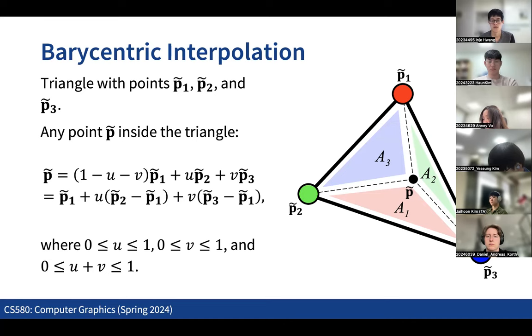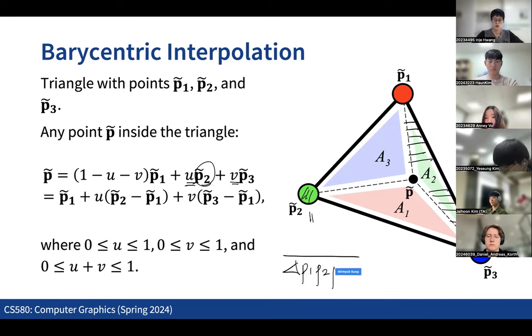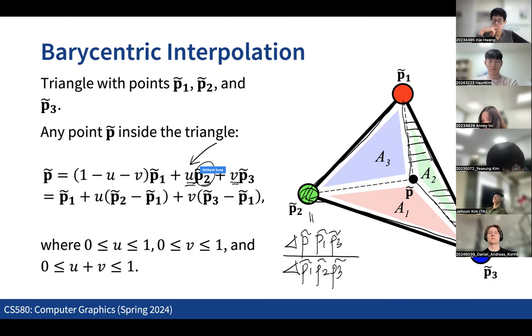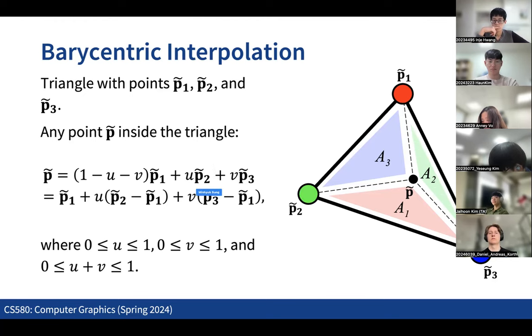I also recommend you to check this out. The weight, the coefficient for each of the points, can actually be determined based on the area. This is also what we discussed last time. For example, the coefficient for the second point, P2 here, can be defined as the ratio of the triangle area, using P tilde, P1, and P3, so the area of this part, which is opposite to this point, over the entire triangle. This ratio becomes the coefficient at this point. I recommend you to check out how we can really prove this. So those are the ways that we can define interpolation over the triangle.